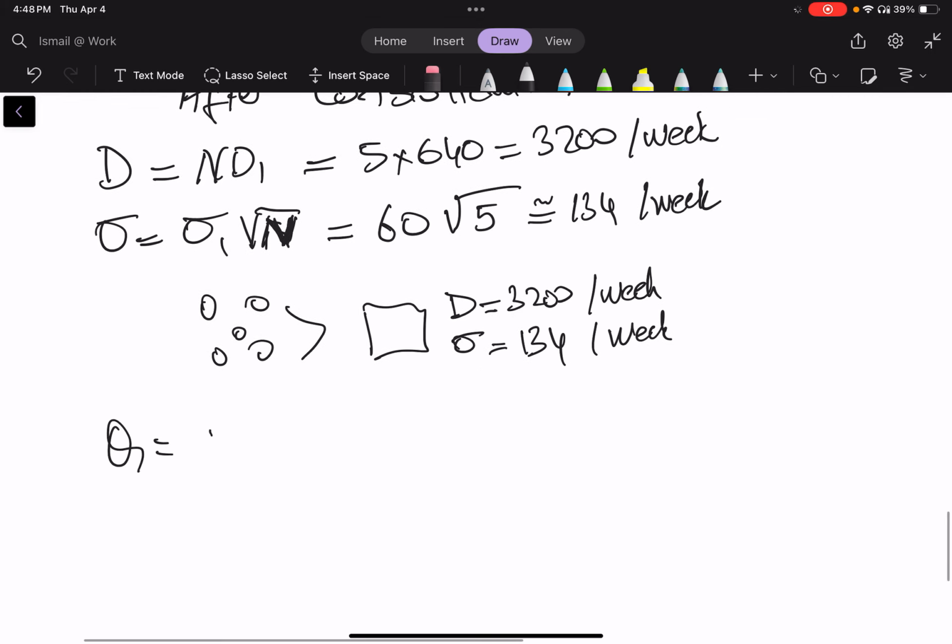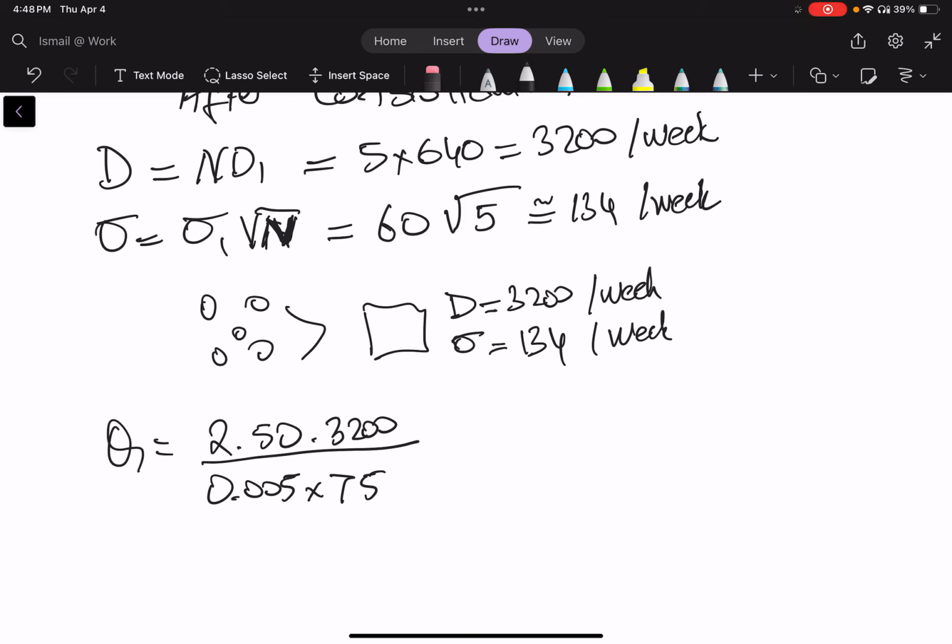The Q, 2 times A is 50. Demand is 3,200 this time because I consolidated 0.005 and 75. That would be equal to 923 units. So earlier, for each warehouse, I was ordering 413 whenever I order. With this consolidation, I'm going to order 923 whenever I order.